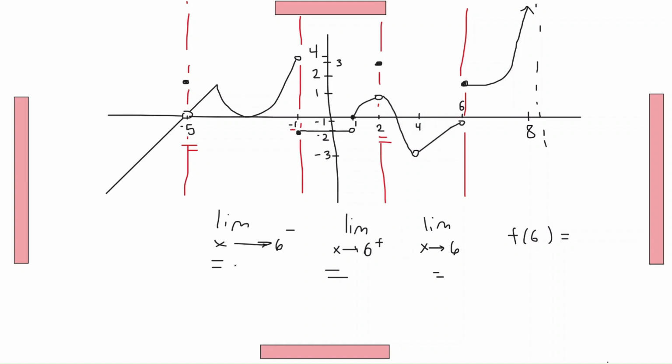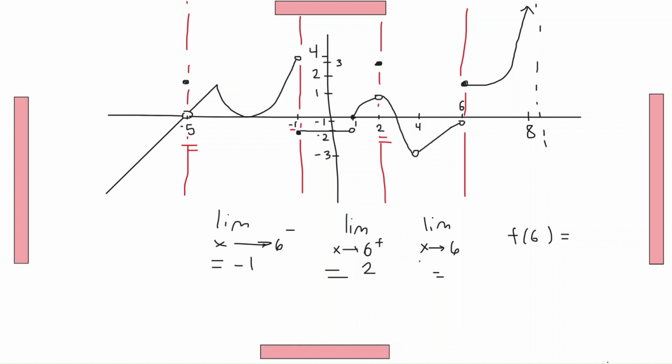Okay, so we know that from the left, it equals -1. Now let's try the right. So from the right, if we go from this infinity arrow here, all the way to x equals 6, we have this closed dot, and it's going to match up roughly with 2. Okay, so we know that this one is 2.